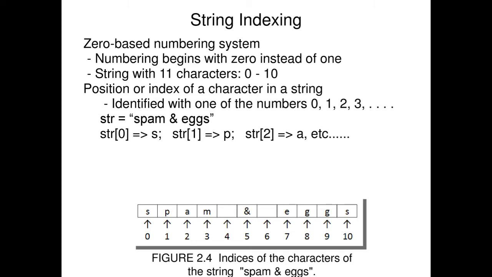Notice that in string indexing, and in most computer science systems, we are using a zero-based numbering system. That means the first item is item number 0. The second item is item number 1. And the nth item is indexed with item number n-1. So the 11th character, which is the s character in this example, is actually referenced by the index number of 10.